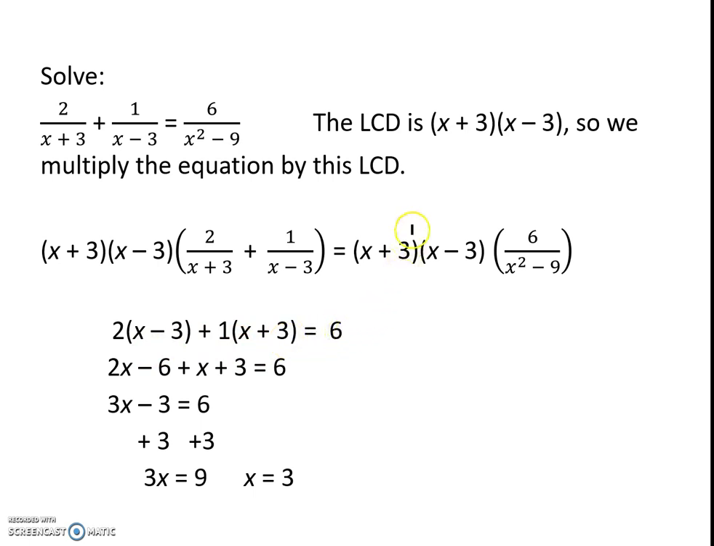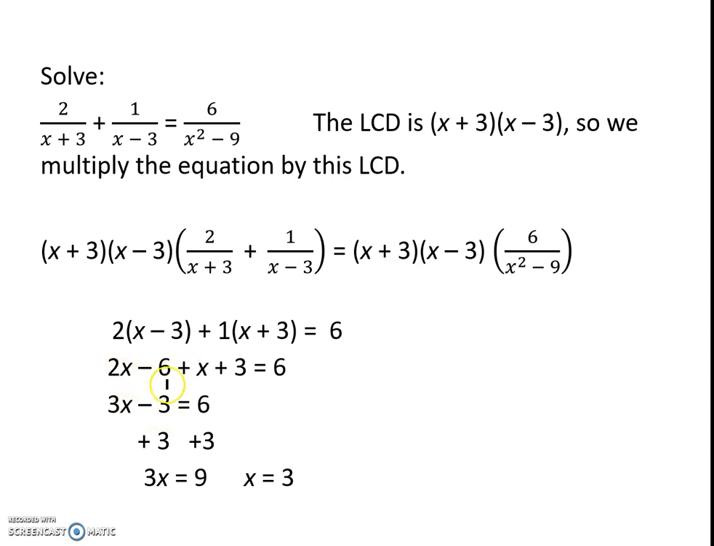And then on the other side, this x plus 3 times x minus 3 is equal to the x squared minus 9. So we're just left with 6 on the right. Distributing that 2 to each thing inside, we get 2x minus 6. And simply plus x plus 3 equals 6.